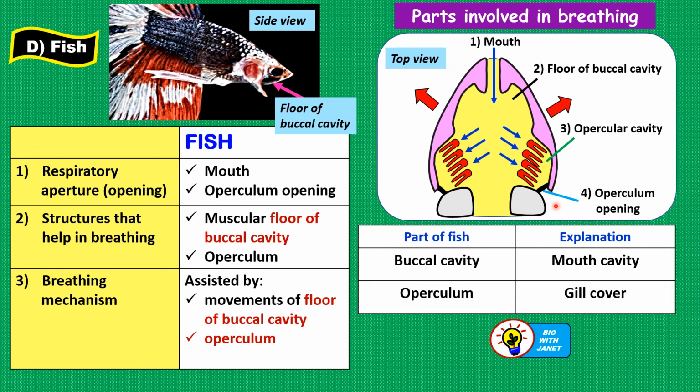So the breathing mechanism is assisted by movements of the floor of the buccal cavity here and the operculum. The floor of the buccal cavity is this yellow part here, but you cannot see the action. The floor of the buccal cavity can be lowered or raised. Now, what is the buccal cavity? Buccal means the mouth. It's the mouth cavity here. This is the buccal cavity.